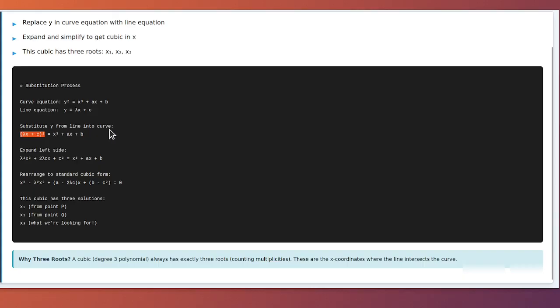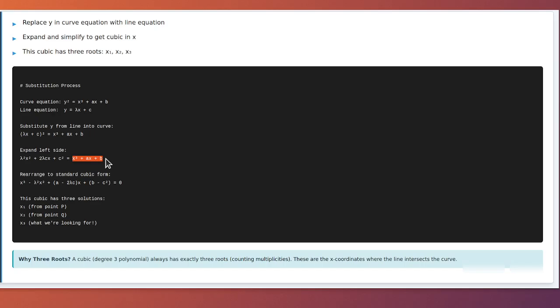Taking the line equation y equals lambda x plus c and substituting it into the curve equation, we get (lambda x plus c) squared equals x cubed plus x plus b. Now we need to expand the left side. Using the formula (a plus b) squared equals a squared plus 2ab plus b squared, we get lambda squared x squared plus 2 lambda c x plus c squared equals x cubed plus x plus b.